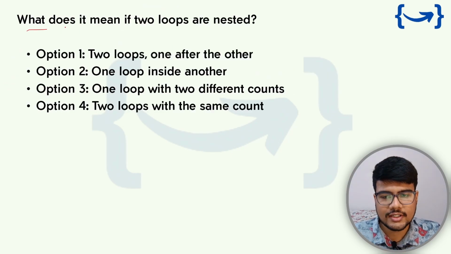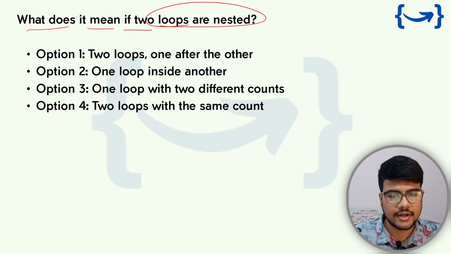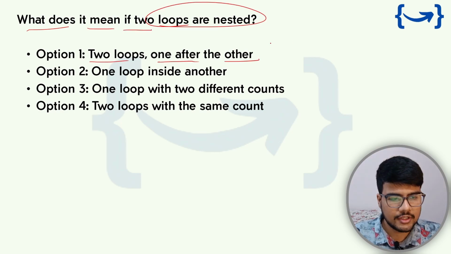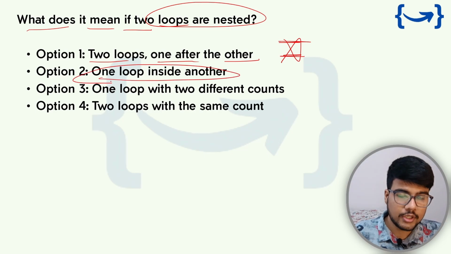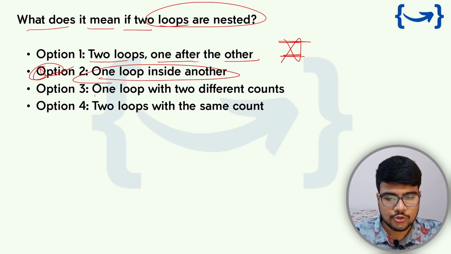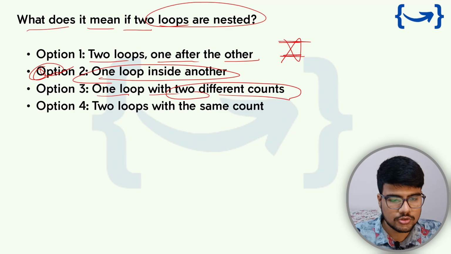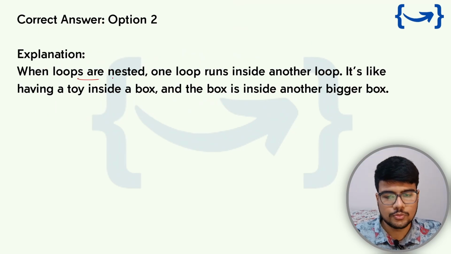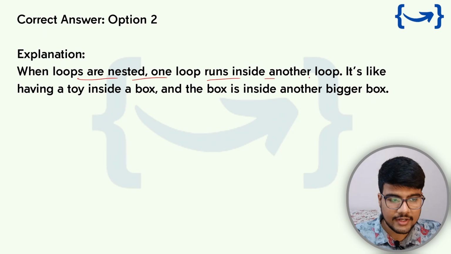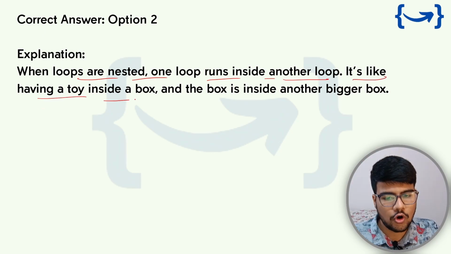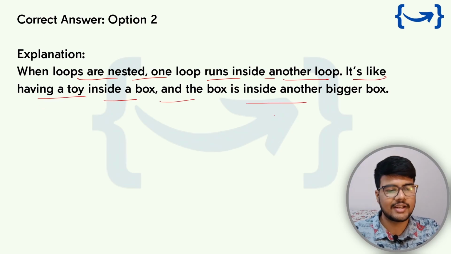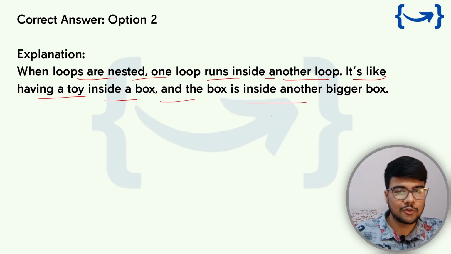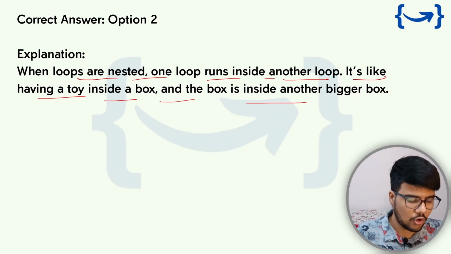Okay. So what does it mean if two loops are nested? Two loops one after the other, like this is a loop, this is a loop? No, this is not the case. One loop inside another? Yes, this makes sense. One loop with different counts? No. Two loops with the same counts? No. So the right option would be option 2. When loops are nested, one loop runs inside another loop, like having a toy inside a box, and the box is inside another bigger box. So it would increase the time complexity as well. So option 2 is the right option.